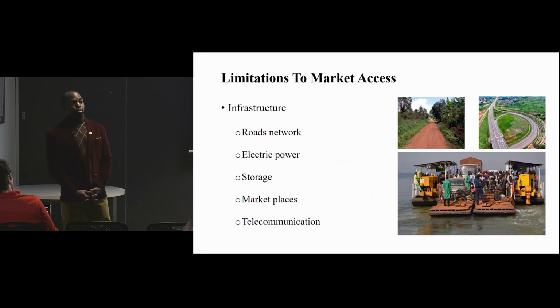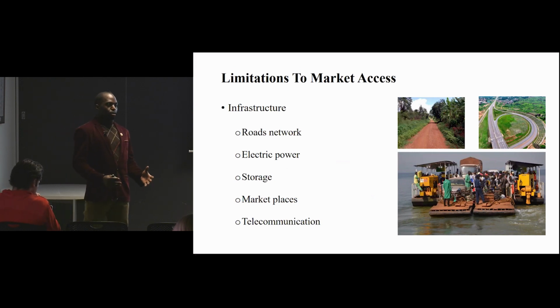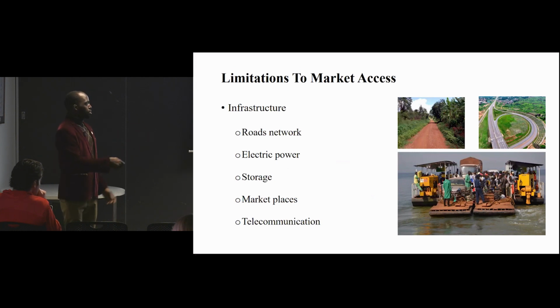Storage. We still have a problem of infrastructure when it comes to storage. People store their produce in a funny way. You find that people lose a lot of maize, for example, due to rodents or bad atmospheric conditions because of lack of good storage facilities.